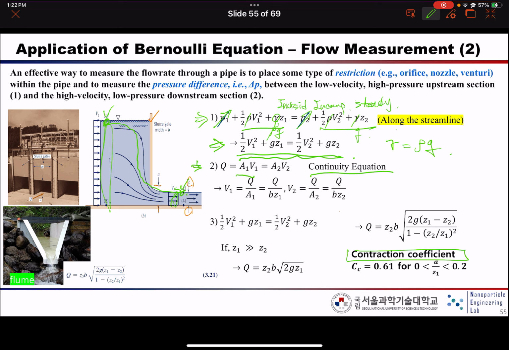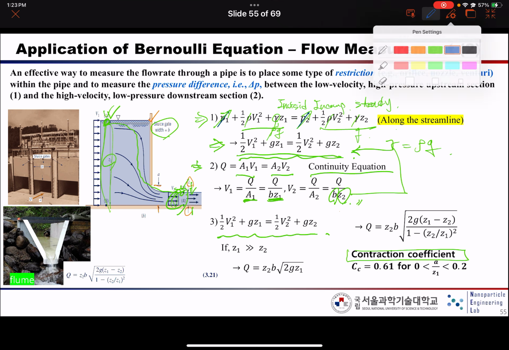So A1 V1 equals A2 V2. So here the A1, the area, is the gate width times this height, right? And for the A2, also gate width times the Z2, so this height, right? So if you plug this relationship into the Bernoulli equation result, you can get this result.